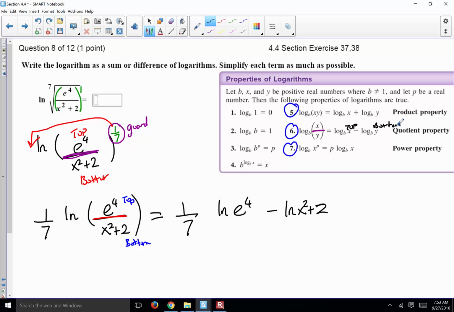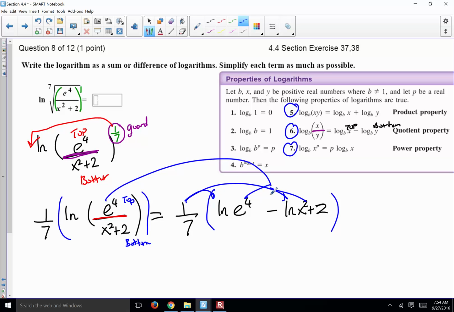I have a slight mistake somewhere. Let's see who is going to spot it. You need to pass this 1/7. This was a coefficient of this ln. If ln splits 2 ways, this 1/7 should go with the second part as well. Or keep a parenthesis around the two separated spots, then distribute 1/7 and get the same result.